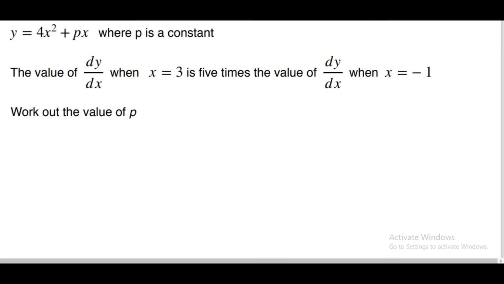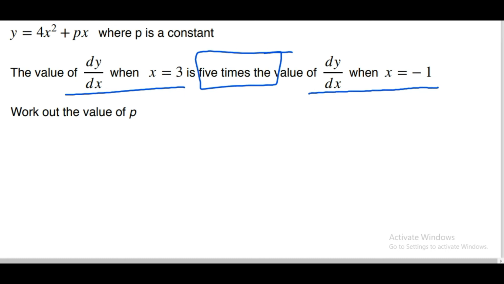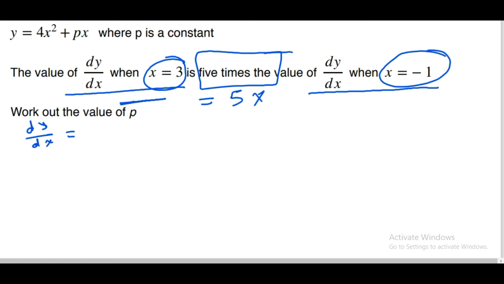Next question: y equals 4x to the power of 2 plus px, where p is a constant. Find the value of p, if the value of dy by dx when x equals 3 is 5 times the value of dy by dx when x equals negative 1. So first we have to find dy by dx, and we'll put x equals 3 one time and x equals negative 1 the other time. The first expression equals 5 multiplied by the second expression. We'll see how to find it.